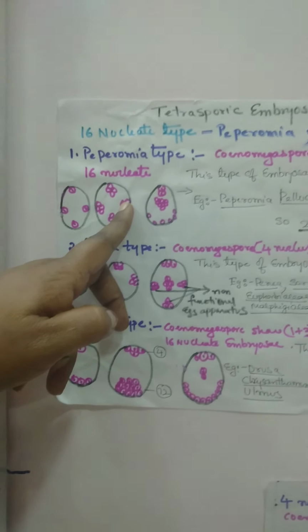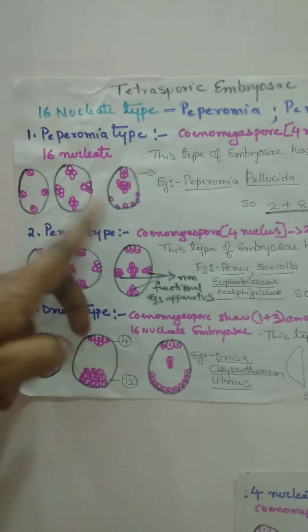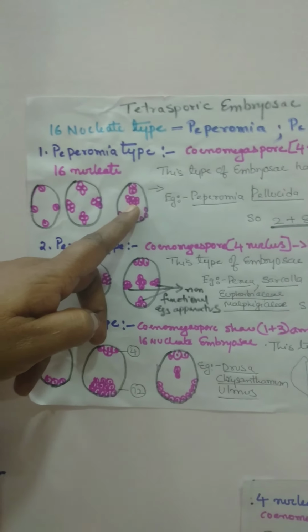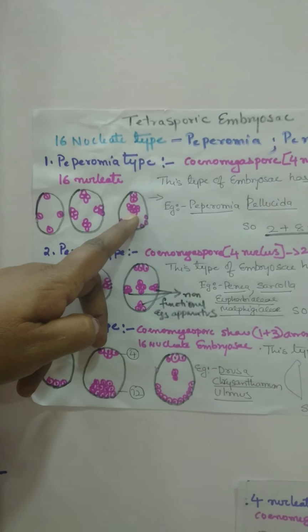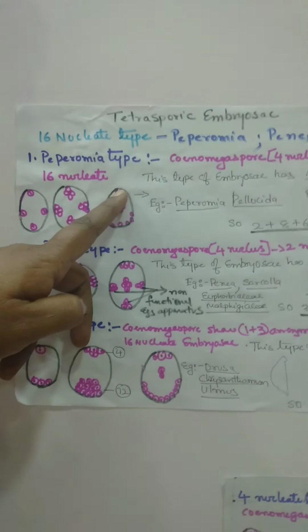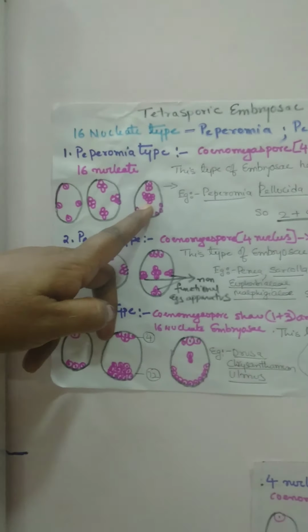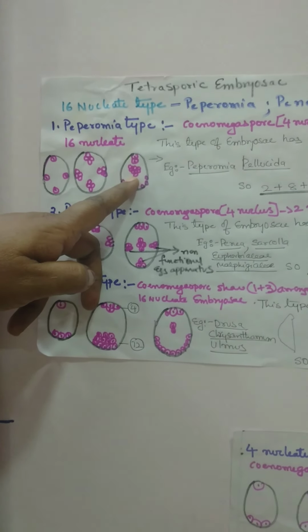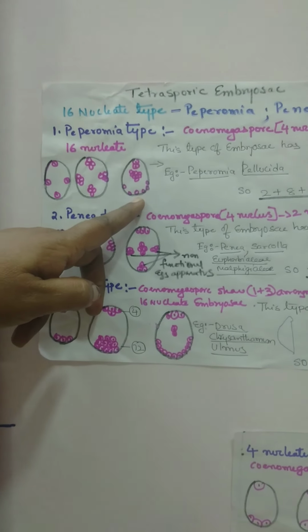Out of them, you find that one nucleus from each side will come into the center. Ultimately, we find that a mature embryo sac will have, on the micropylar end, 1 egg and 1 synergid. In the center you come across 8 nucleate polar nuclei, and ultimately 16 antipodals are there.